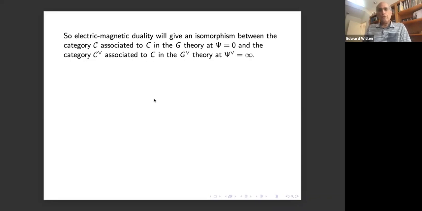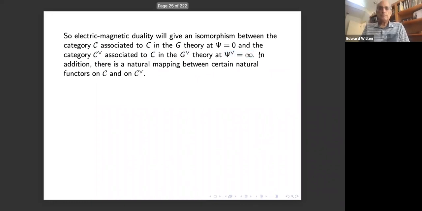So if there really are two more dimensions, which are being kept fixed in the discussion, then we'll have categories associated to C. And electromagnetic duality will give an isomorphism between the category C associated to the Riemann surface C in the G theory at psi equals 0, and the dual category C dual associated to C in the G dual theory at psi dual equals infinity. In addition, there will be a natural mapping between certain natural functors on C and on C dual.